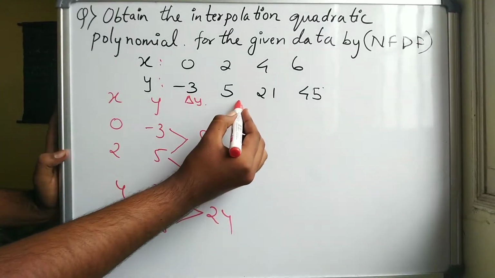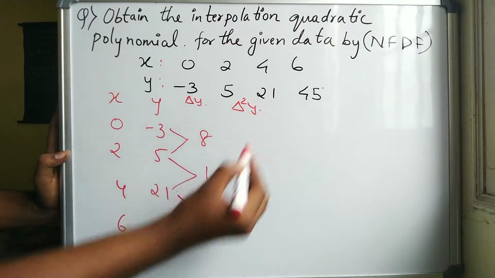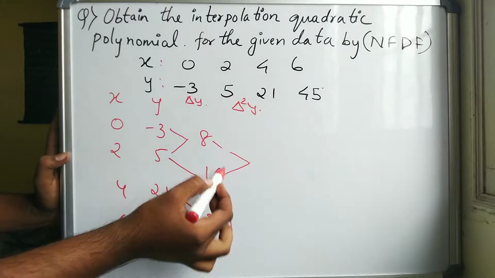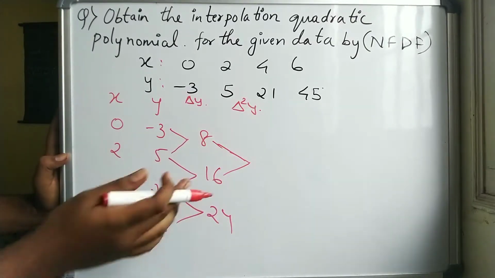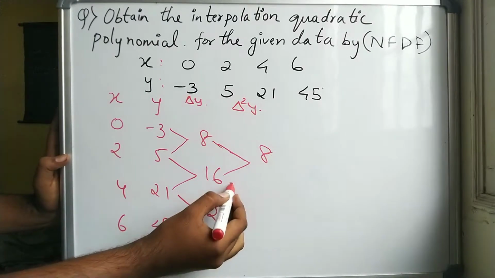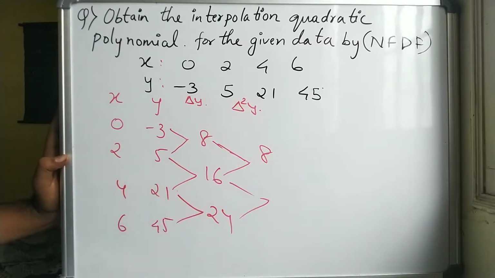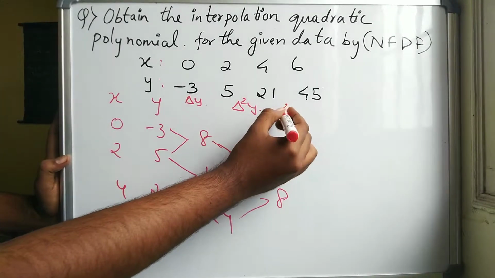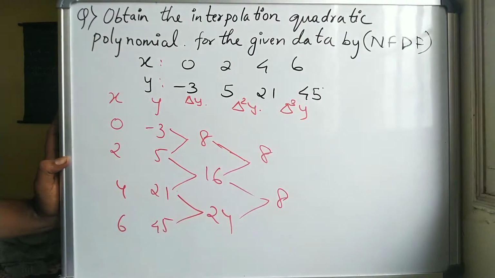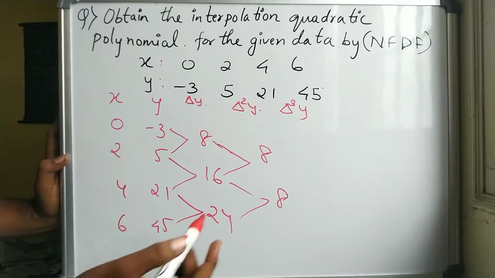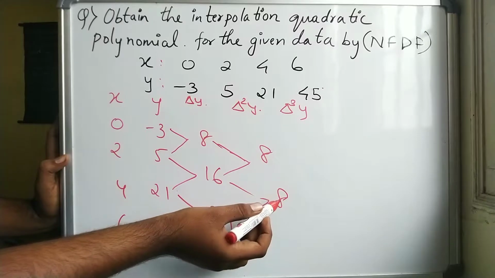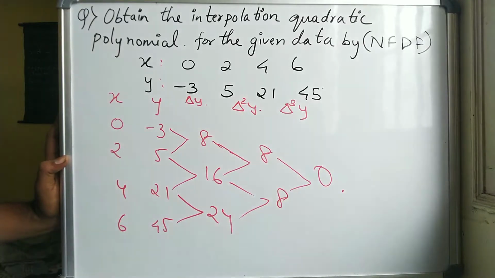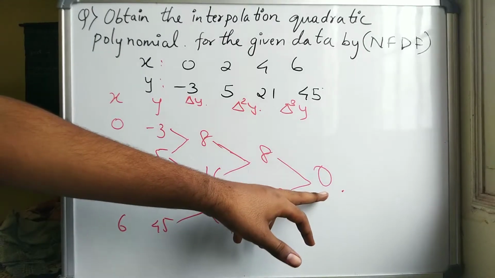Now again you have to form the next column, that is delta square y. Lower one minus upper one: 16 minus 8 is 8. 24 minus 16 is 8. Now you have to form the third column, that is delta cube y. The last values, 8 minus 8, is nothing but 0. It is not necessary that you will end up with 0 only.